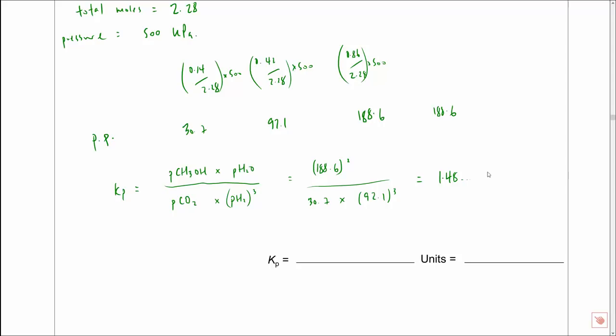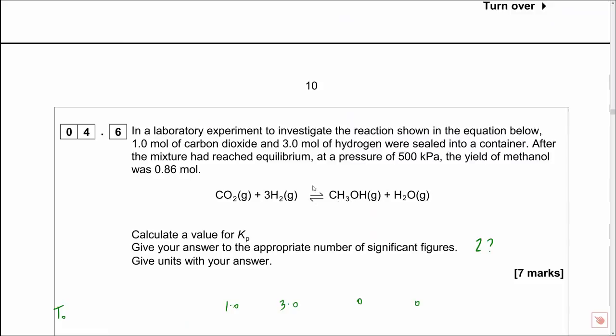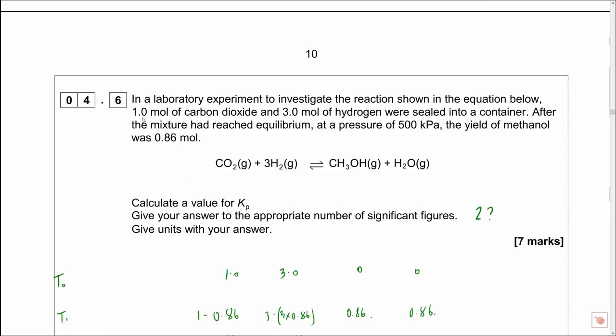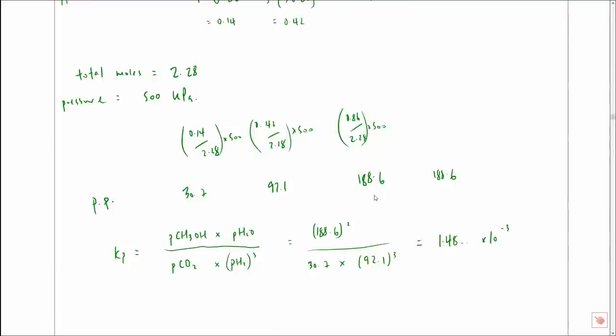And we come out with a value of 1.4 and so on, times 10 to the minus 3, which is going to be, of course, two significant figures, as I said at the start. The reason it's 2 is because we have two significant figures given there, 2 given there, and there's nothing lower than that, so that's our limiting number of significant figures.